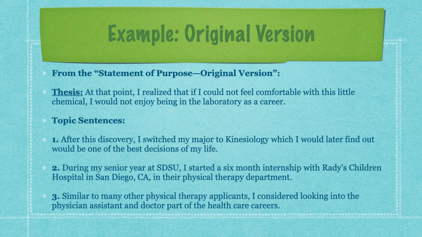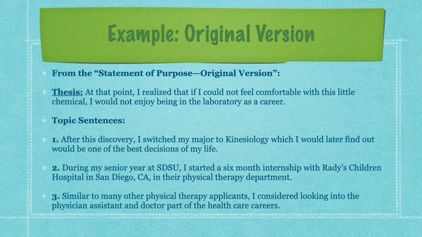So we have it isolated here, and we can see the thesis and the topic sentences. They're in the order in which they're presented in the paper. So first, when we're assessing this, we want to look at that thesis. So reading the thesis for this example, it states, "At that point, I realized that if I could not feel comfortable with this little chemical, I would not enjoy being in the laboratory as a career."